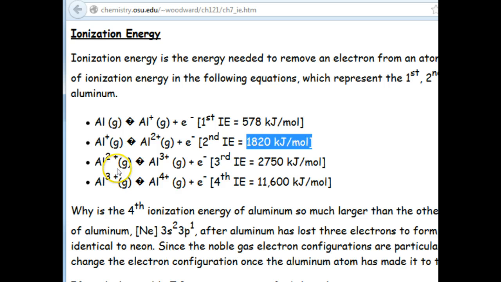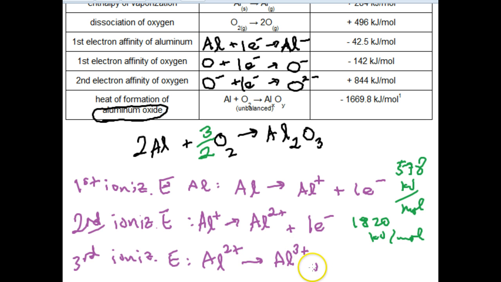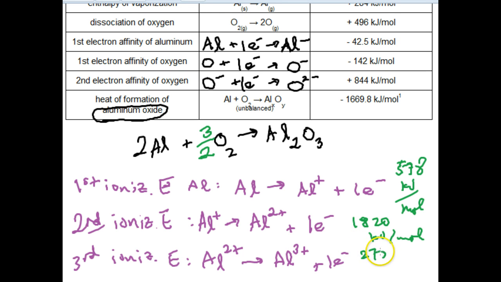Alright, now the third ionization energy, that is the third electron. So you take the Al2 plus ion, which we had after we did the second ionization energy, and you take another electron off, you get Al3 plus. And the energy to do that was, what was it again? Sorry, 2750. Okay, 2750 kilojoules per mole.